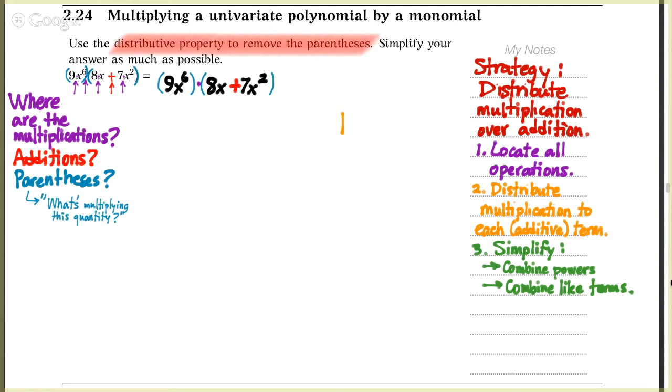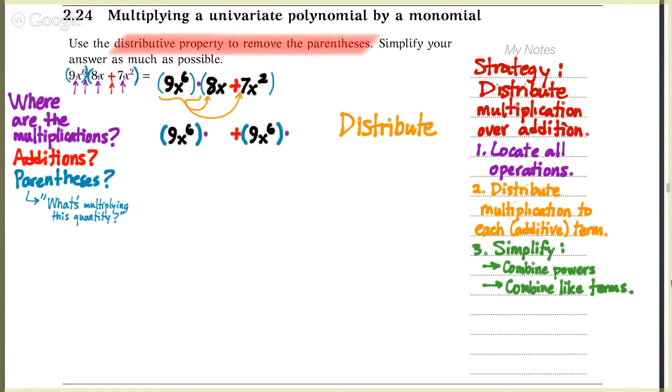What that means is we can now use the distributive property of multiplication over addition to distribute the operation of multiplication that's on the outside of those parentheses. Distributing means nothing more than applying that multiplication operation to each of the additive terms that's on the inside of the polynomial quantity. In other words, we're going to multiply the 8x by 9x to the 6th, and we're also going to multiply the 7x squared by the 9x to the 6th. After which we're going to add the results of those two products and simplify.